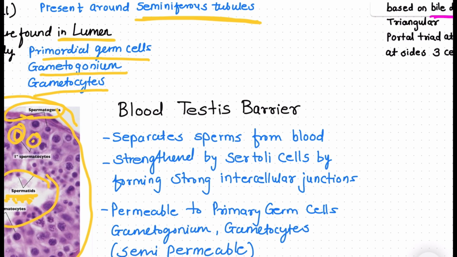Let's see what is the blood testis barrier. We saw the blood brain barrier. Now we are going to see the blood testis barrier. The blood testis barrier separates sperms from blood. You may think, why are the sperms not found in blood? Blood capillaries are present around the testis also, but why are sperms found only in the semen and not in the blood? The reason is the blood testis barrier. It separates sperms from blood.